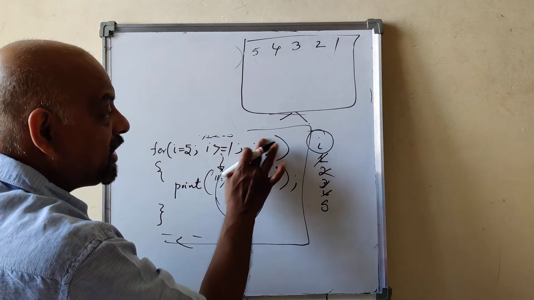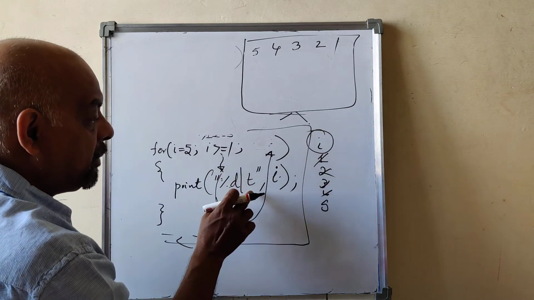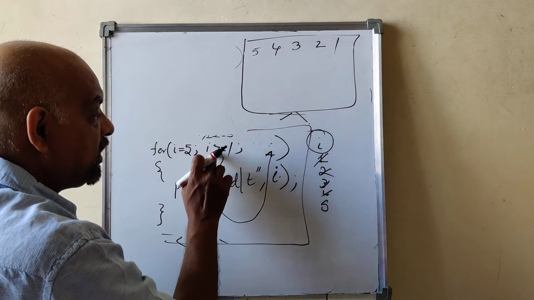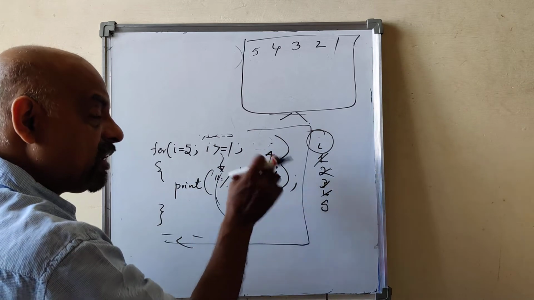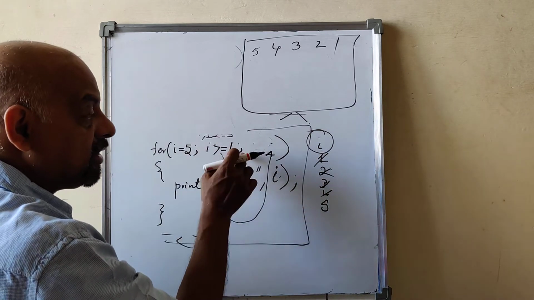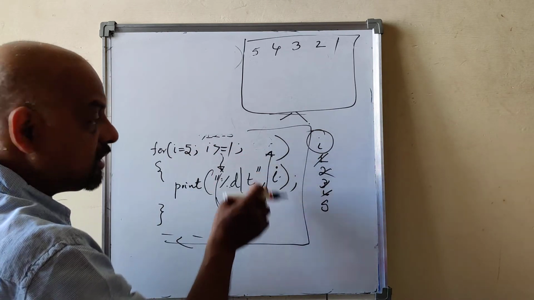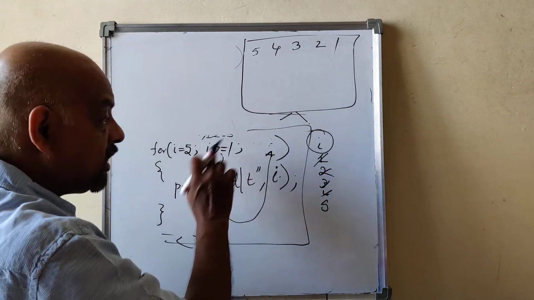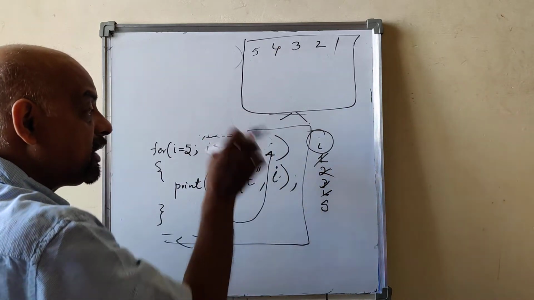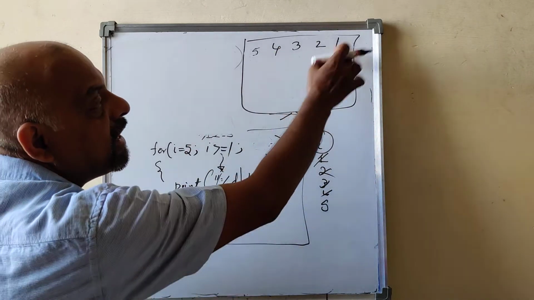Here, not I plus plus. Once I becomes 5, 5 will be printed. And 5 greater than or equal to 1 is true, then it becomes 5 minus minus, 4. 4 greater than or equal to 1. Then 3 greater than or equal to 1. 2 greater than or equal to 1. 1 greater than or equal to 1 is true. Then it becomes 0. 0 greater than or equal to 1 is false. Then I have to stop.